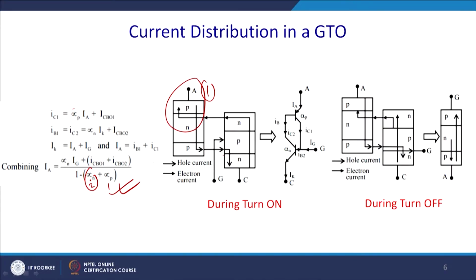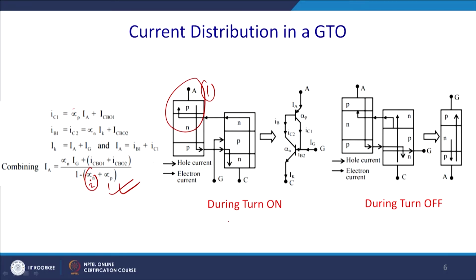So, the whole current will flow, electron current will flow, and ultimately this is the direction of the current. When alpha 1 plus alpha 2 equals 1, the anode current basically goes to the conduction mode.